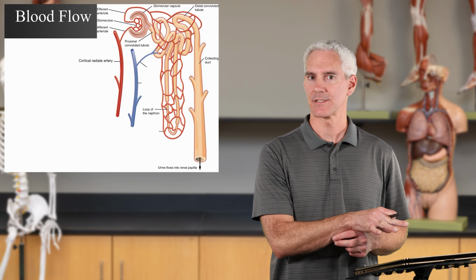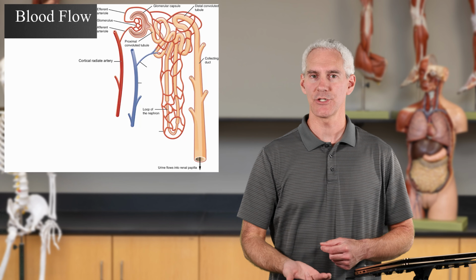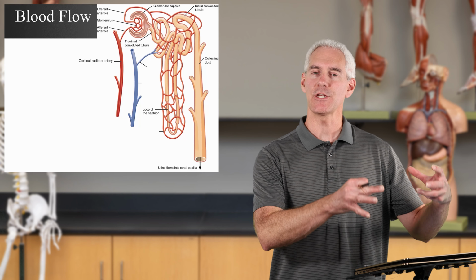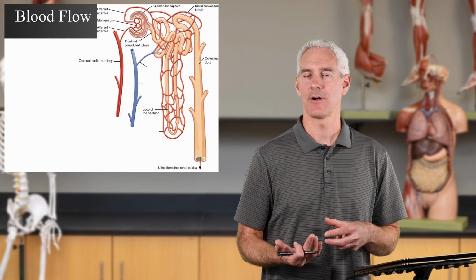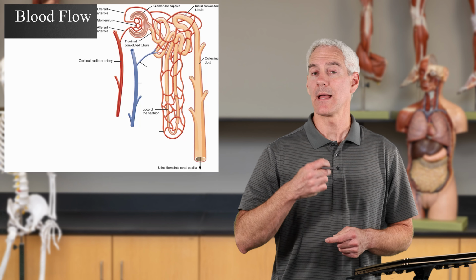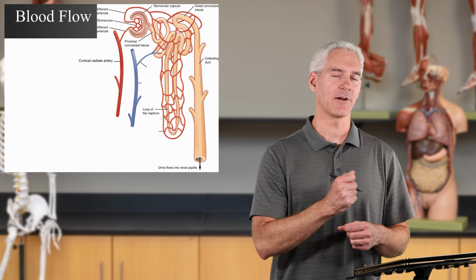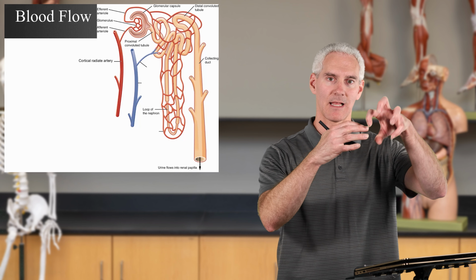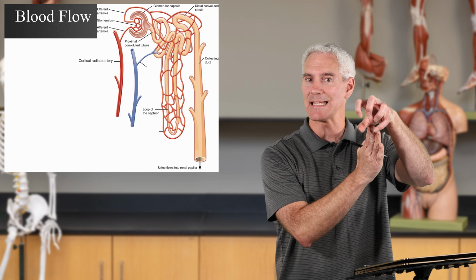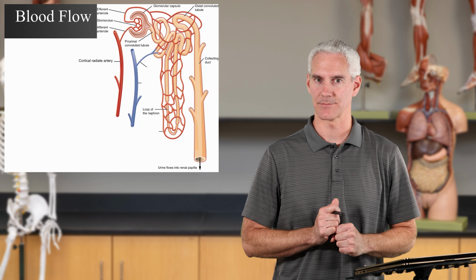The glomerulus is only meant for filtration. It's allowing the filtration of the blood to get into the nephron for processing. Gas exchange happens later. So we have the afferent arteriole coming in, glomerulus capillaries, efferent arteriole coming out.